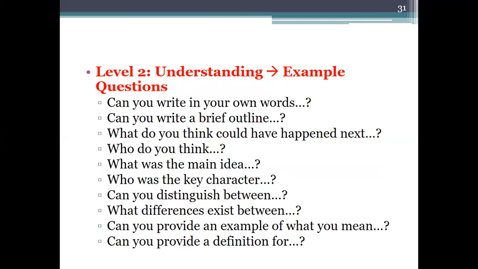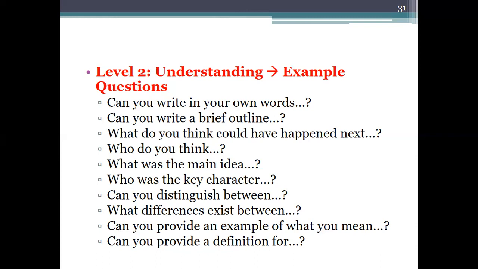Understanding questions may be like: can you write in your own words? This is something more detailed than the previous knowledge. If they know the facts, they will explain them, elaborate them, and write something new, with more explanation and description of the simple facts. So: can you write in your own words? Can you write a brief outline? What do you think could have happened next? What was the main idea? What was the key character? Can you distinguish them? What differences exist between? Can you provide an example of what you mean? Can you provide a definition for?